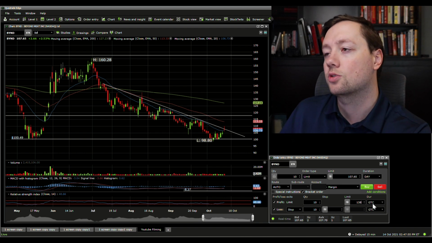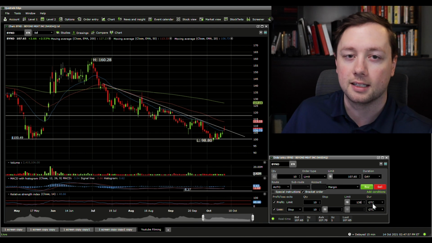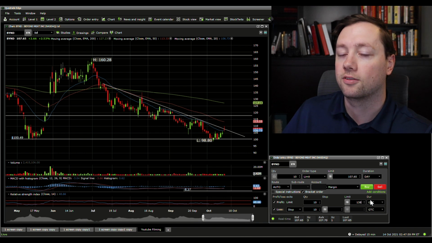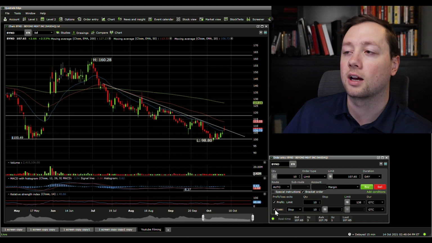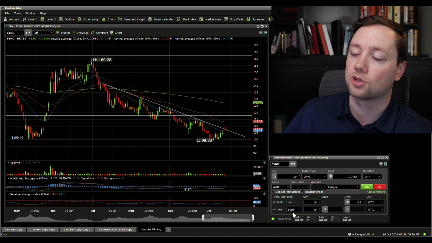That means that this order is going to live on past today, and this order is going to stay alive until somebody actually closes it or until it executes. Now we have to fill out the loss. So this actually refers to our stop loss.